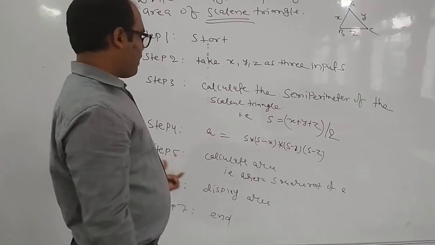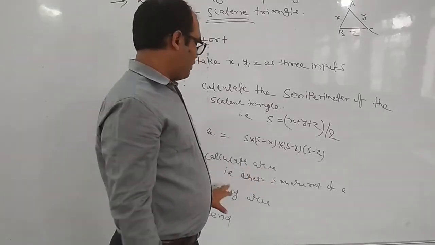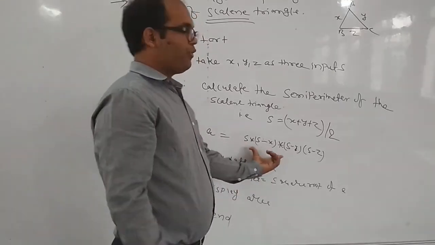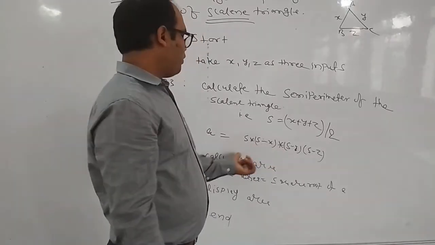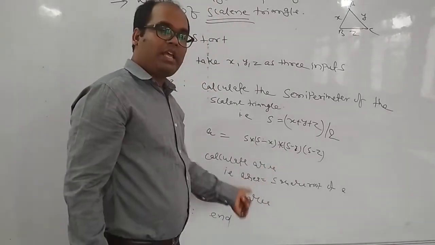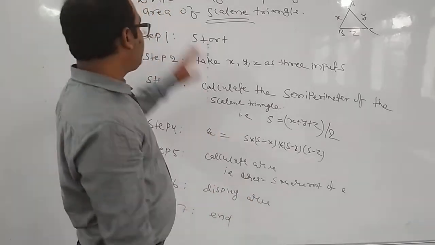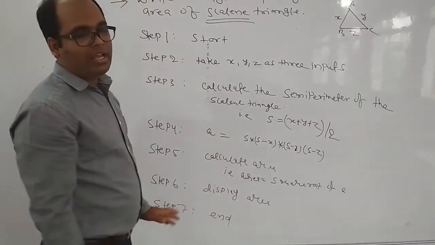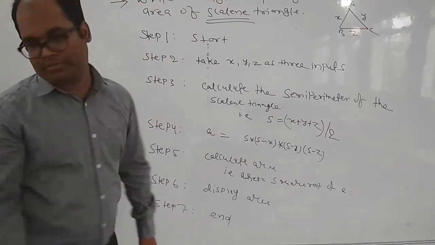Now step 5, calculate the area. So to calculate the area, this value you have, then you need to take the square root of this, and then we need to display this area and finally stop. So this is the way to find out the area of a scalene triangle.